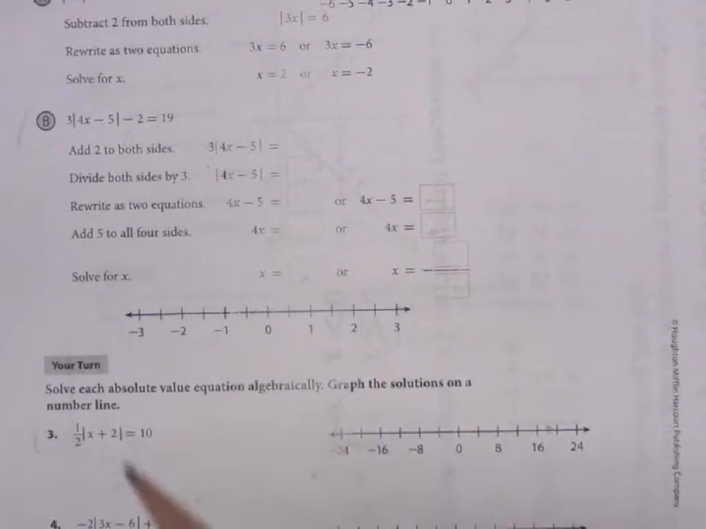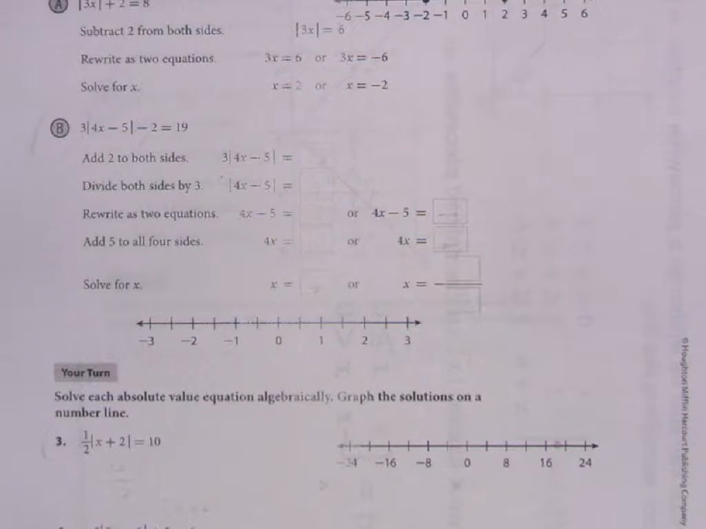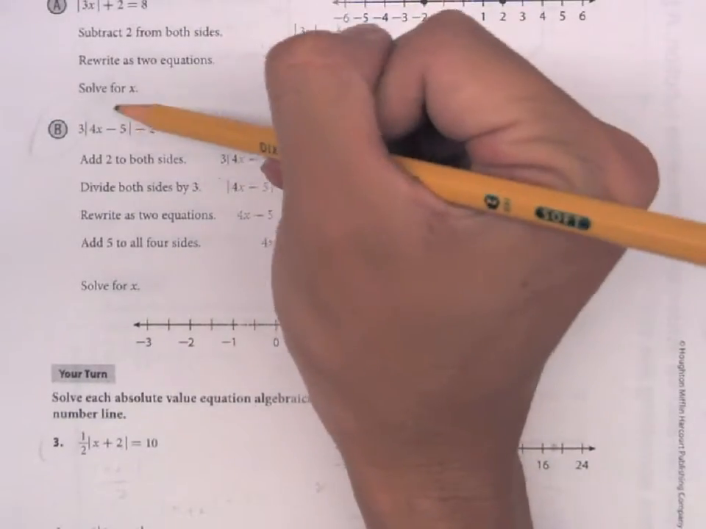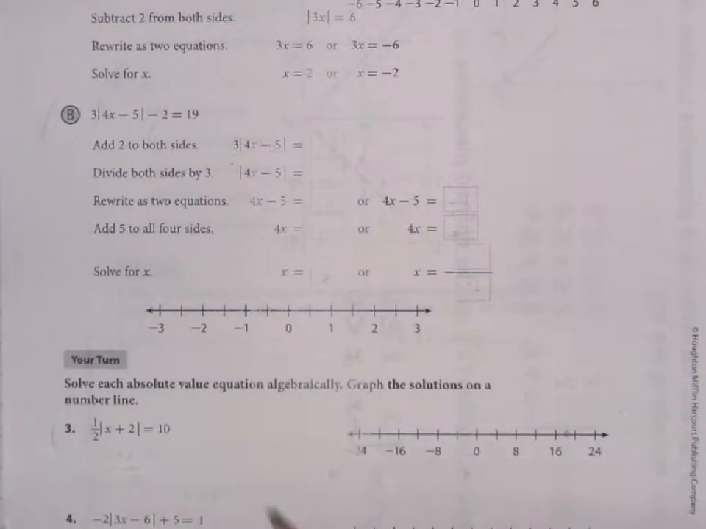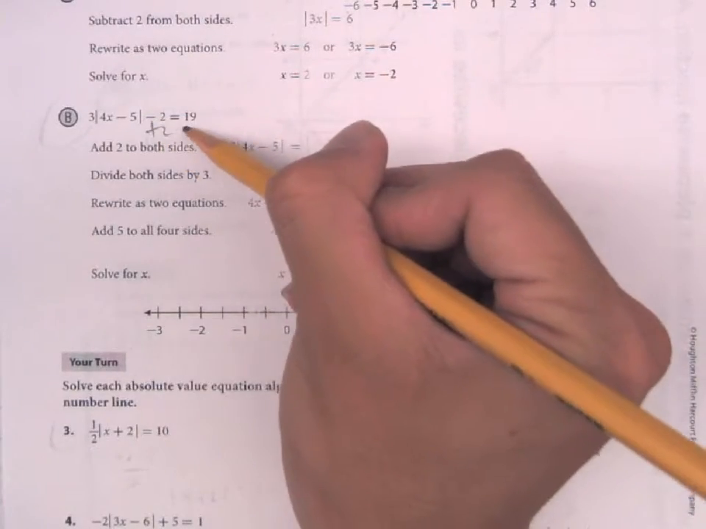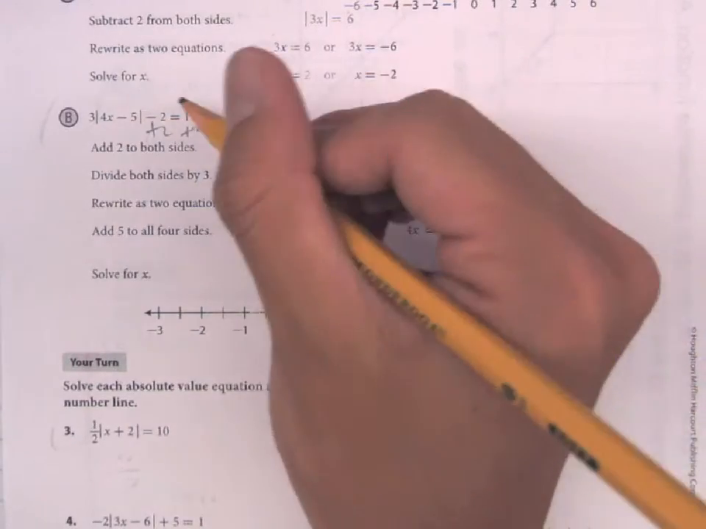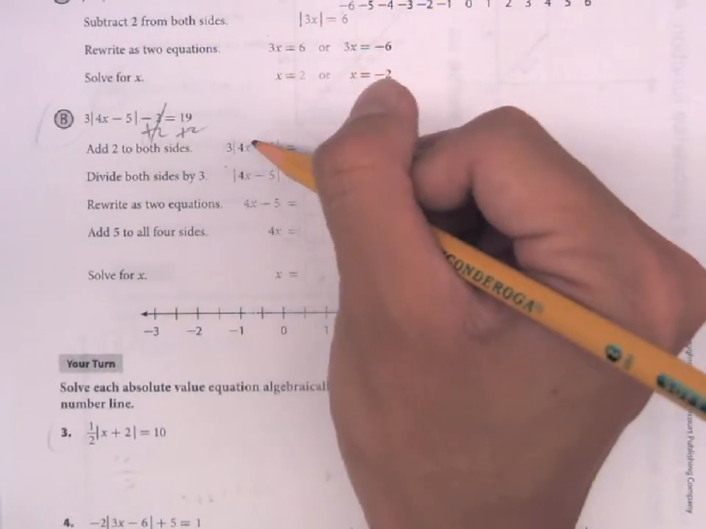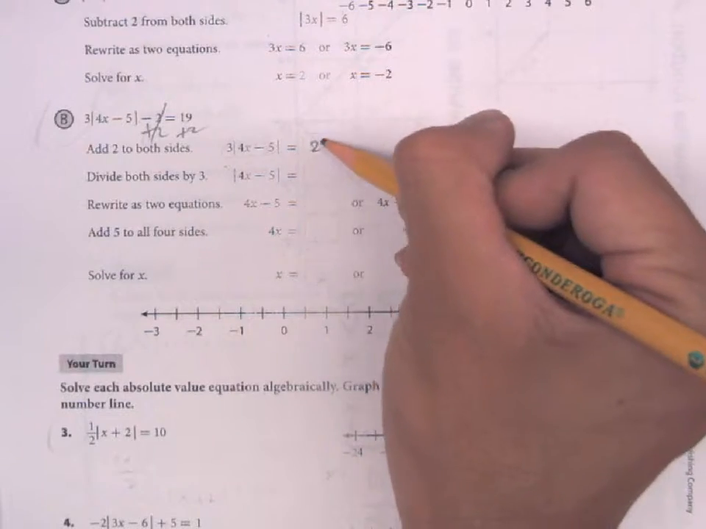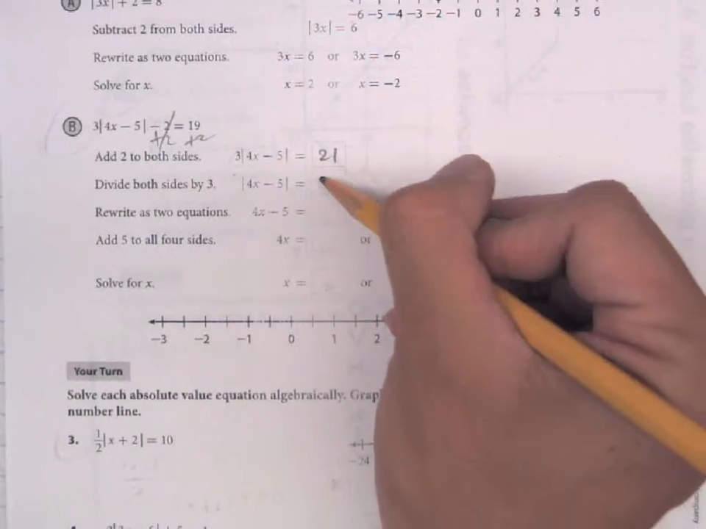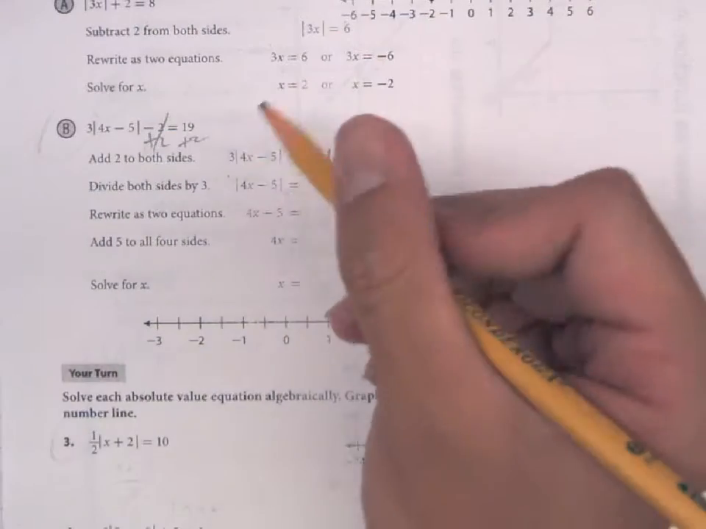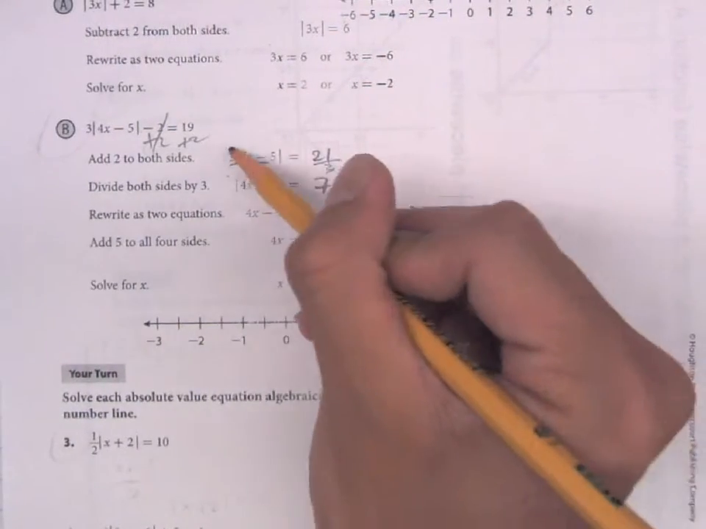Okay, let's say you're given this. 3 times absolute value 4x minus 5, minus 2 equals 19. Okay, shortcut method, you want to isolate the absolute value expression. Okay, so first add 2 to both sides. So basically this cancels out. So 3 times absolute value 4x minus 5, this is 21. Divide both sides by 3, you get 7. 21 divided by 3 is 7.